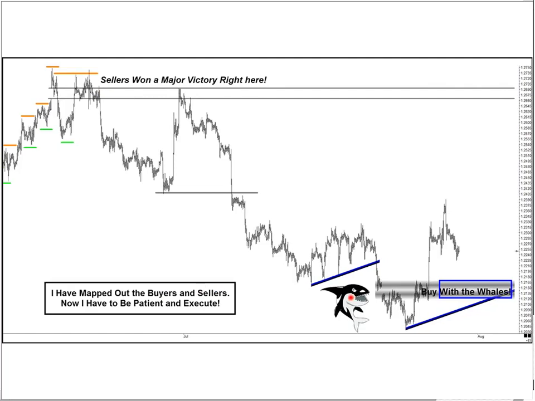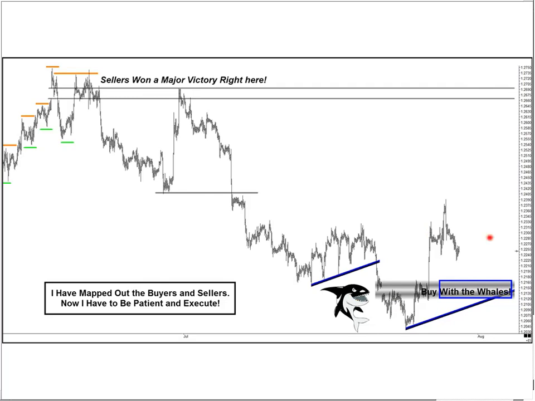If you want to play, I've mapped out the buyers and sellers. Now I have to be patient and execute. Don't you want to play with the whales? Don't you want to swim with the whales? I'm not willing to play up here. I might be willing to play up here, and I'm willing to play down here. I'm not willing to play near. There's nothing for me to do up here.